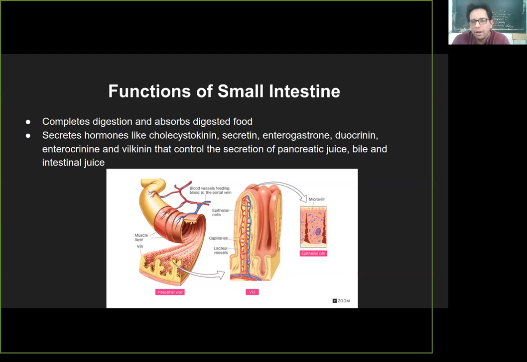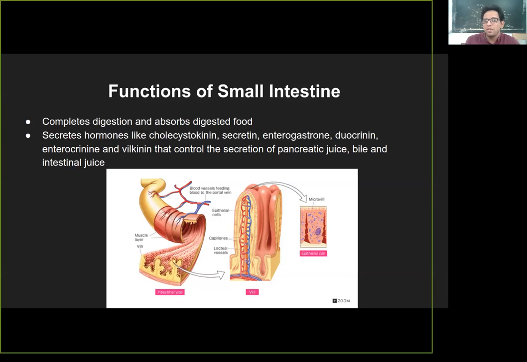It allows the absorption of smaller molecules. It can be proteins, carbohydrates, fats, vitamins, minerals, or water. All of these get absorbed through the small intestinal parts. Now, it is also known to secrete different hormones: cholecystokinin, secretin, enterogastrone, duocrinin, and so on. You don't have to remember all these names, but just note that these hormones in turn regulate the enzymatic activity within the digestive system.